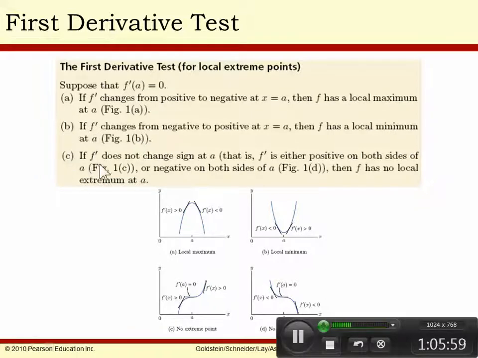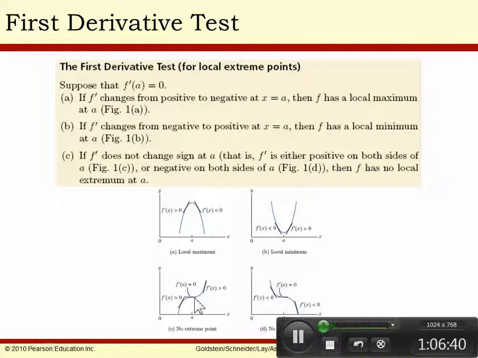C. If f prime does not change sign at a, okay, that is if f prime is either positive on both sides of a or negative on both sides of a, then f has no local extrema at a. Okay, and that's figure C and figure D. So here is A. What is the derivative at A? Is it flat? Is it flat, going up or down? So what should the derivative be if it's flat?